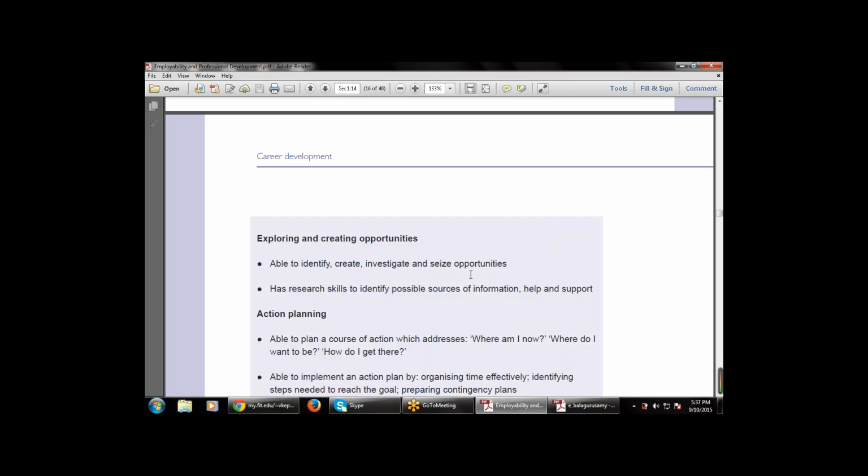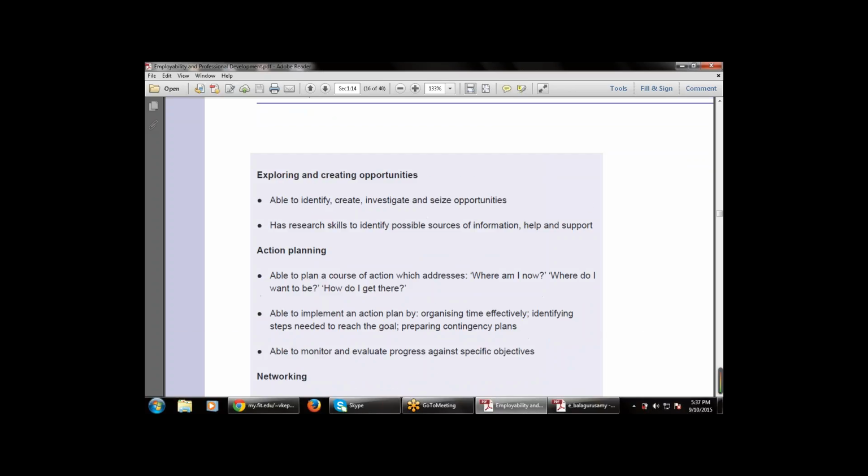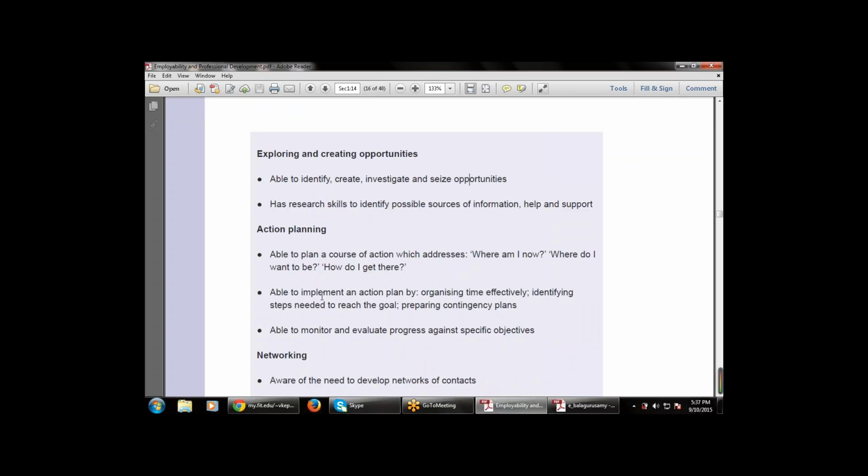So this is being able to implement the action plan by preparing the contingency plan, by effectively managing the timing, identifying the steps that are needed to reach the goal, and preparing the plans for reaching the criteria. Then next is being able to implement an action plan by organizing this, this is covered.